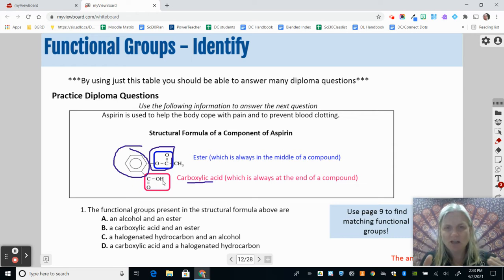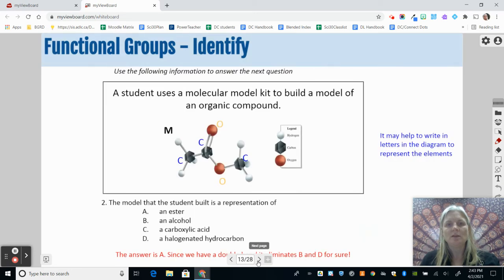So hopefully you have your page 9 group chart open so that you can see this. I want you to be able to see that this is a carboxylic acid and this is an ester and what the difference is between those two. Again, can you identify the functional groups in here? What is this representing? The black is considered carbon, red is the oxygen atoms. You have a carbon, double bonded oxygen, single bonded oxygen, and then another carbon. So this is your ester.